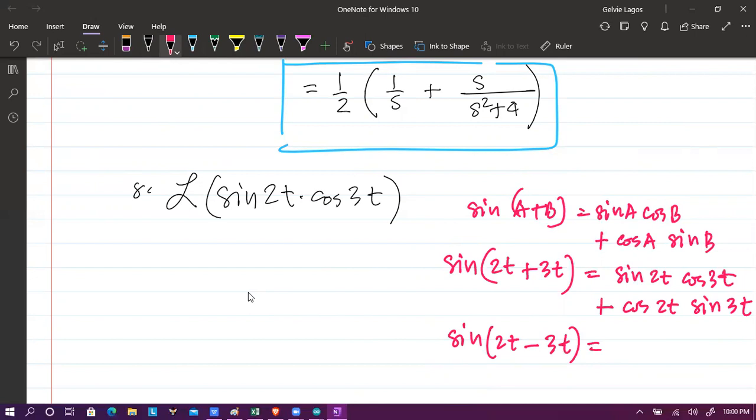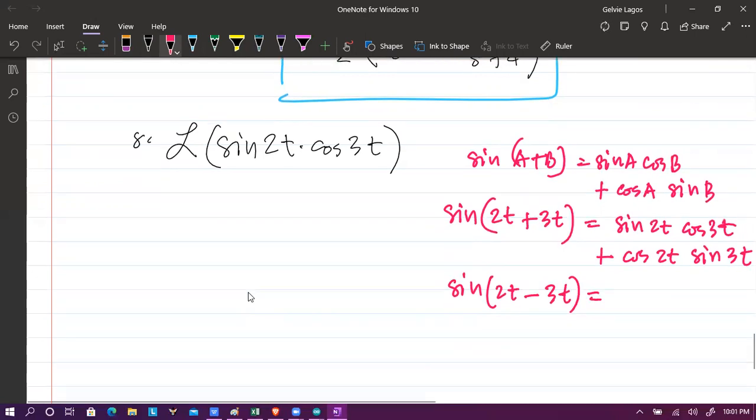This is the difference of two angles. So we can just use sine of 2t, the same cosine of 3t. But in this case, we are going to change the sign to negative. This would become cosine of 2t sine of 3t.